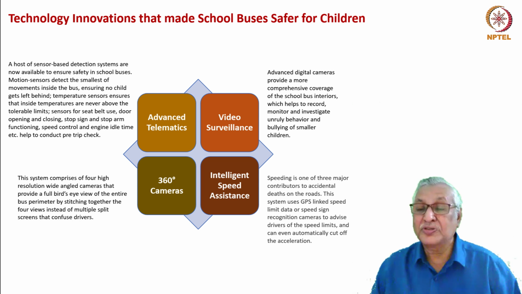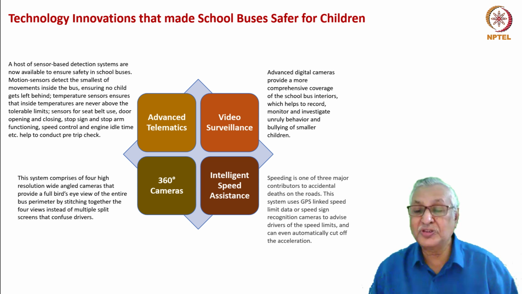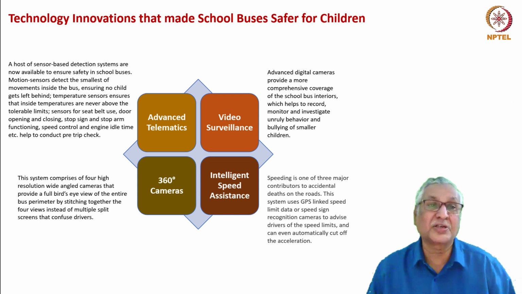Intelligent speed assistance is in terms of controlling the speeding. Speeding is one of the three major contributors to accidental deaths on the roads. This system uses GPS linked speed limit data or speed sign recognition cameras to advise drivers of the speed limits and can even automatically cut off the acceleration.